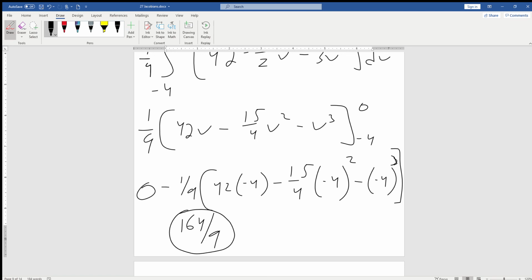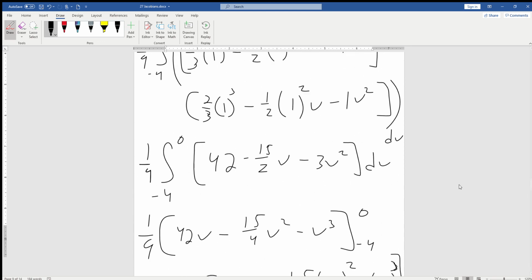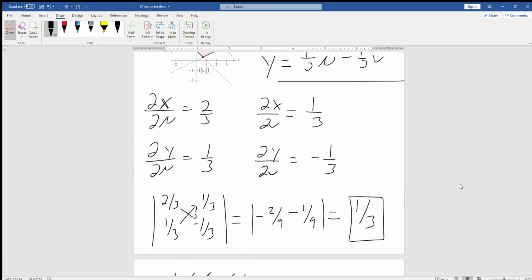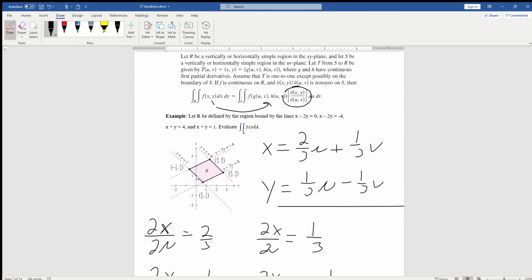So hopefully this illustrates the importance of the use of a Jacobian. We take this not so nice region that we initially had, translate it into a rectangular region, and that way we can evaluate it with a single double integral.